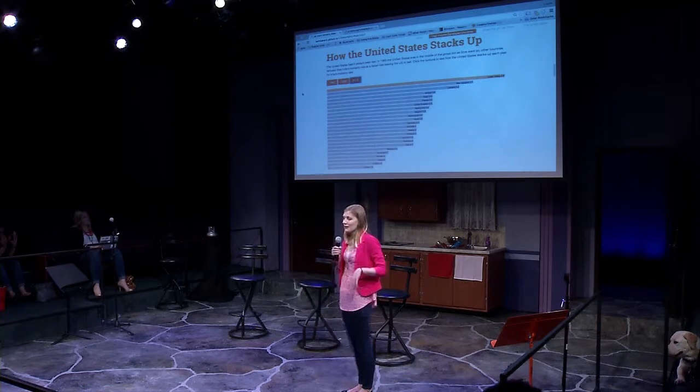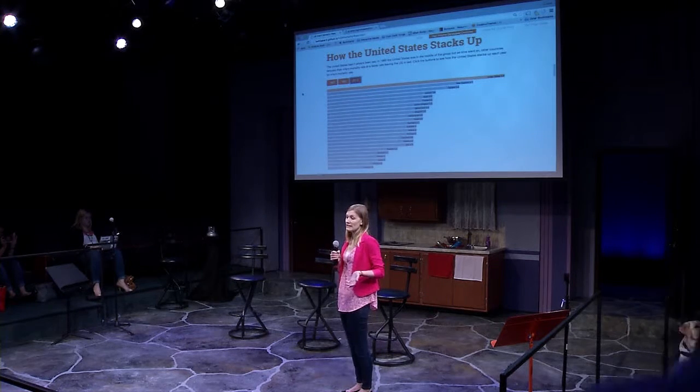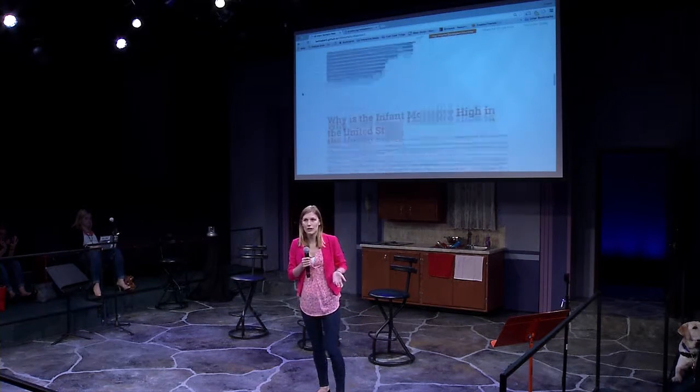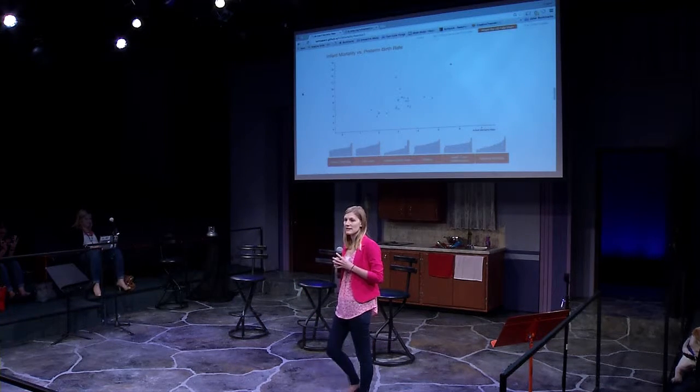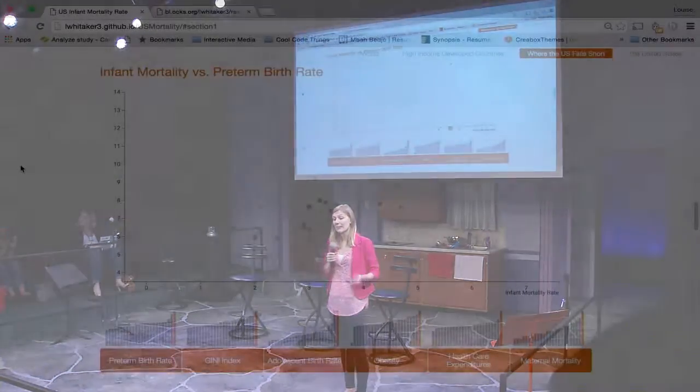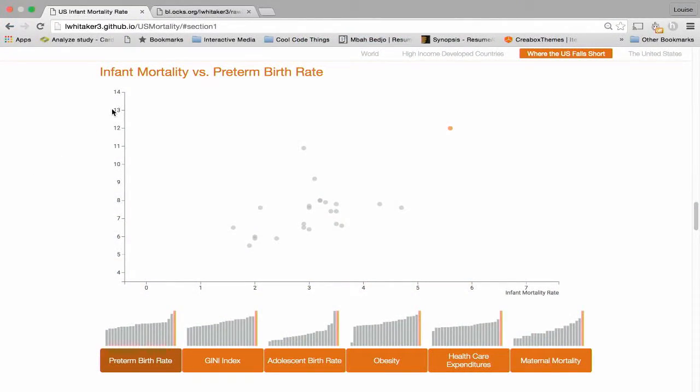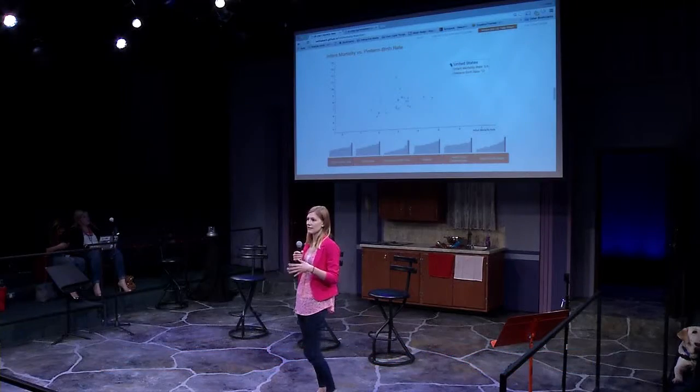So I wanted to look into why this is. What factors could cause the United States to have this problem? One of the first things I noticed was that the United States has a significantly higher preterm birth rate than any of the other developed countries. The United States is highlighted in orange, and if you hover over it on any of these graphs, you can see where it falls on all the little bar charts below. Looking at the preterm birth rate, the United States is a significant outlier.